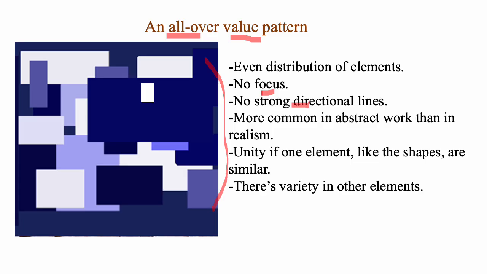And there's unity if one element, like shapes, are similar. Here we have all rectangles, for example. There's variety if other elements differ. For example, here we have different colors and values. We need both unity and variety.